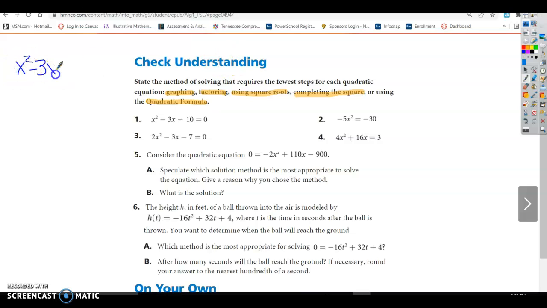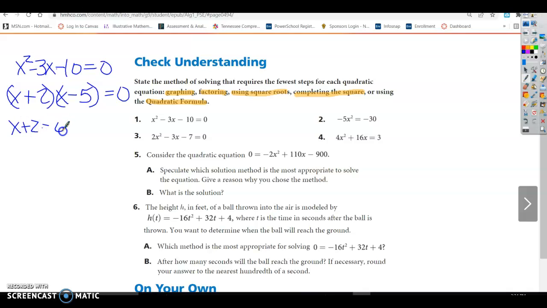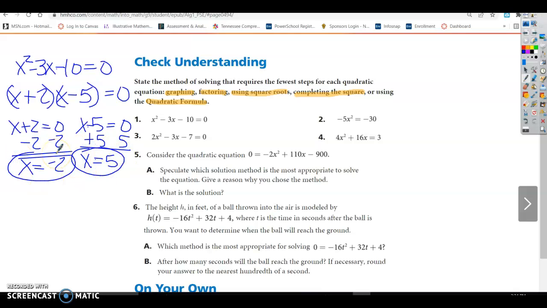X squared minus 3x minus 10 equals 0. All right, so if I'm going to factor this, I'm going to have x times x, remember, is x squared. And I said 2 and 5. I need to multiply to get a negative number, and I need my bigger number to be negative. So then I set my factors equal to 0. And I solve. So those are my 2 solutions when I factor.